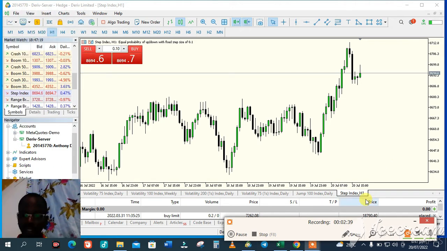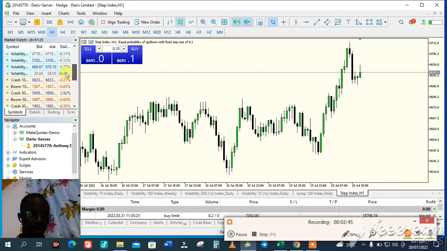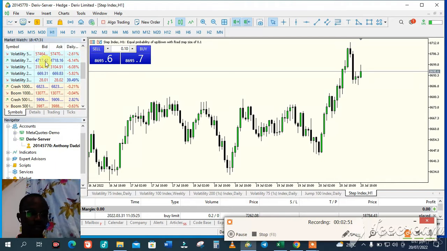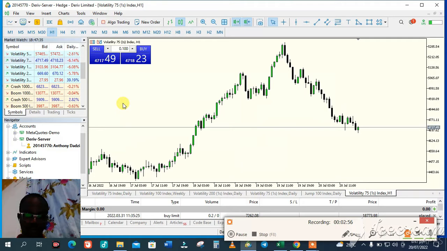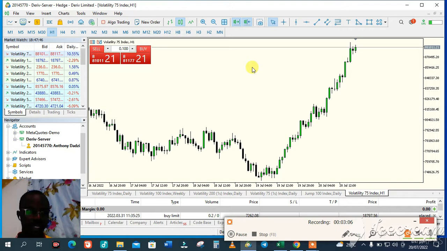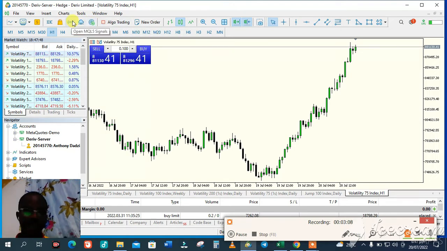All right. So where's volatility 75? Okay. All right. Oh, sorry. I've visited the wrong chart. So this is volatility 75 on an hourly time frame.